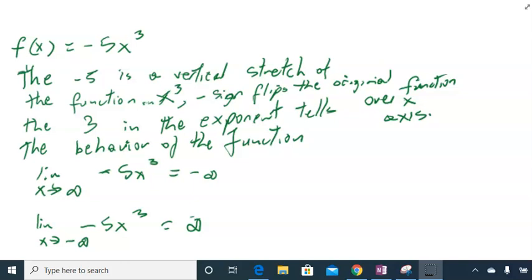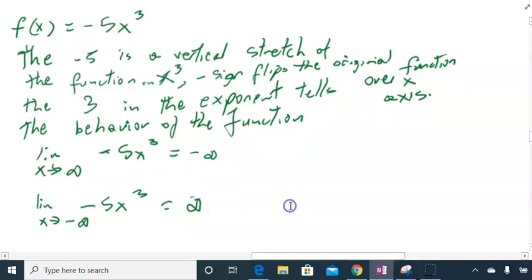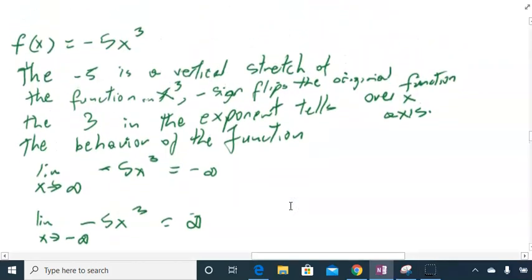So let's see what's happening here. The limit as x approaches positive infinity of negative 5x cubed is equal to negative infinity, and the limit as x approaches negative infinity of negative 5x cubed is equal to positive infinity, because it flips the direction of the original function. Okay, so that is our answer right there. And you can graph it to verify it as well.